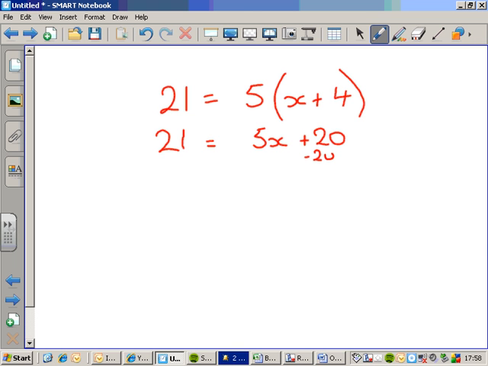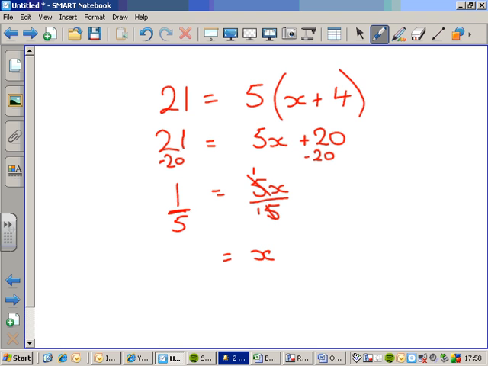Get rid of the 20 by taking it away from both sides of the equation to keep it balanced. 21 minus 20 on the left is 1, and on the right, 5x. 5 lots of x equal 1. How do we find out what 1 lot of x is? Well, we divide both sides by 5. So here's an interesting one. 5 divided by 5 over here is 1, so that's 1 lot of x. X apparently equals 1 divided by 5.